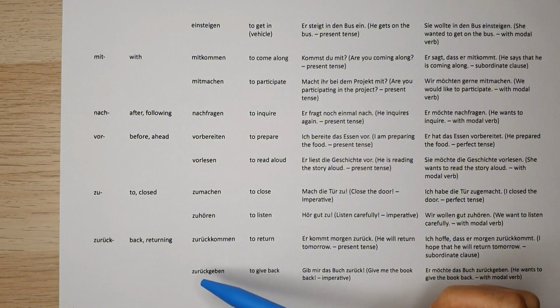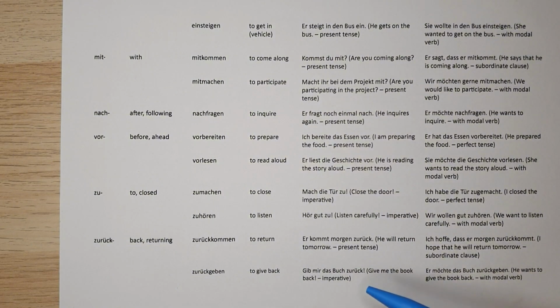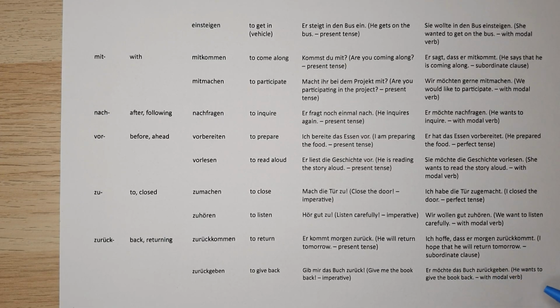Subordinate clause. And then zurückgeben, to give back. Gib mir das Buch zurück. Give me the book back. Imperative. Er möchte das Buch zurückgeben. He wants to give the book back, with modal verb.